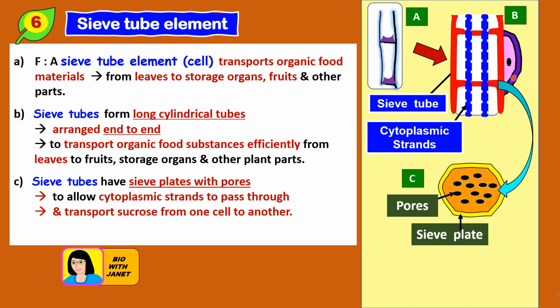And then beside each sieve tube, there is a companion cell. Companion means like the kawan, right? Like the friend. So companion cell will provide the energy for the functioning of the sieve tube.